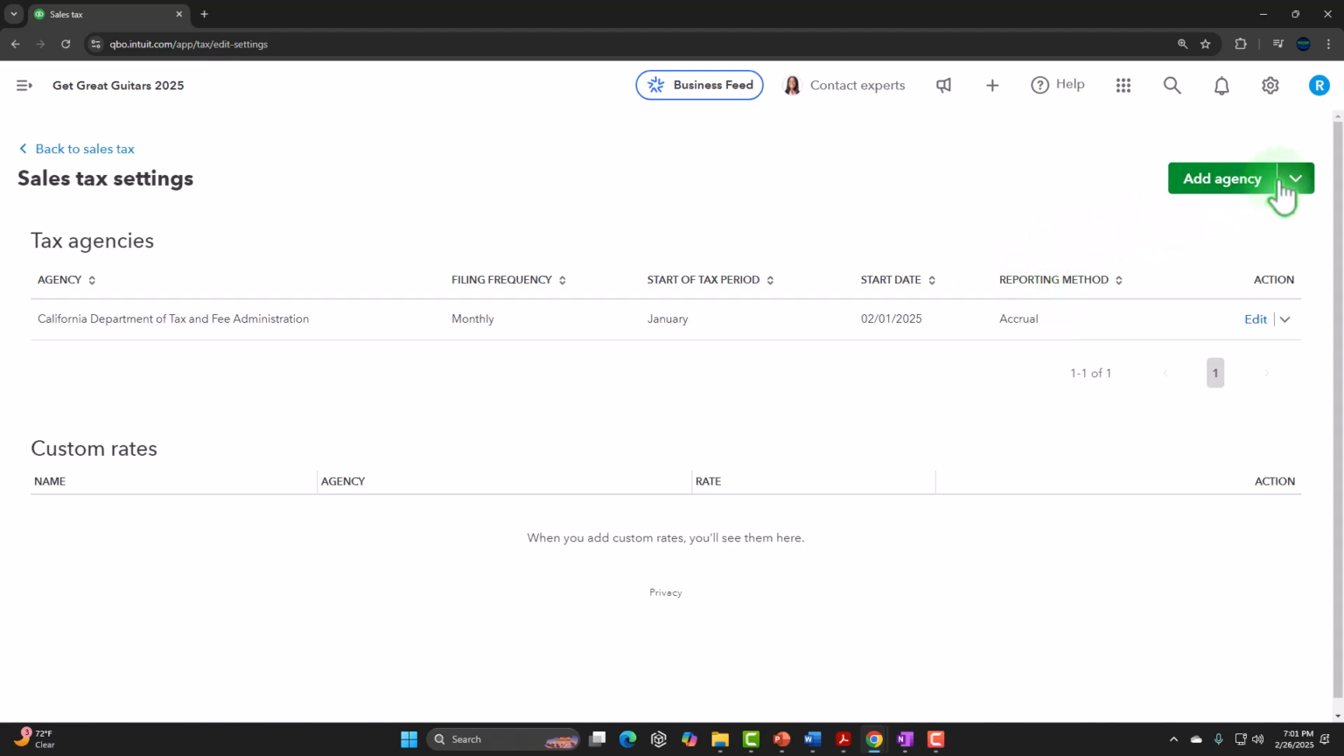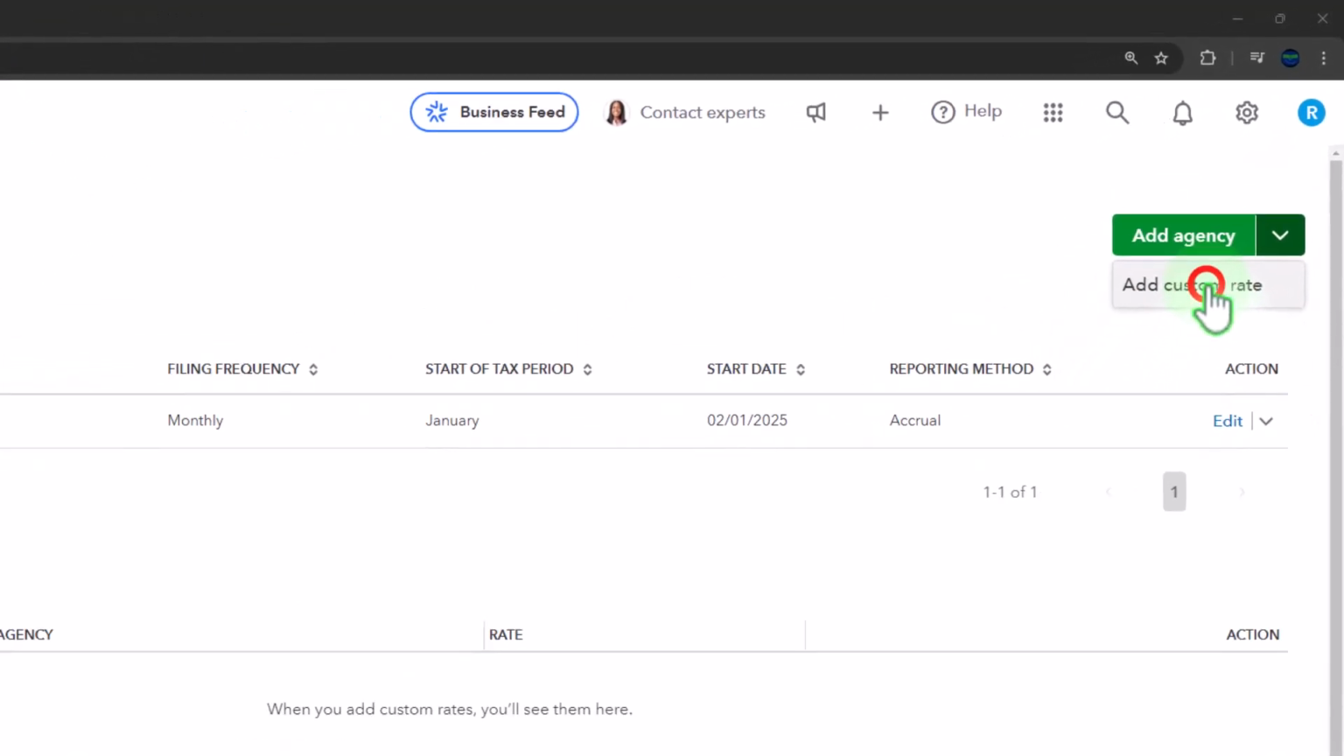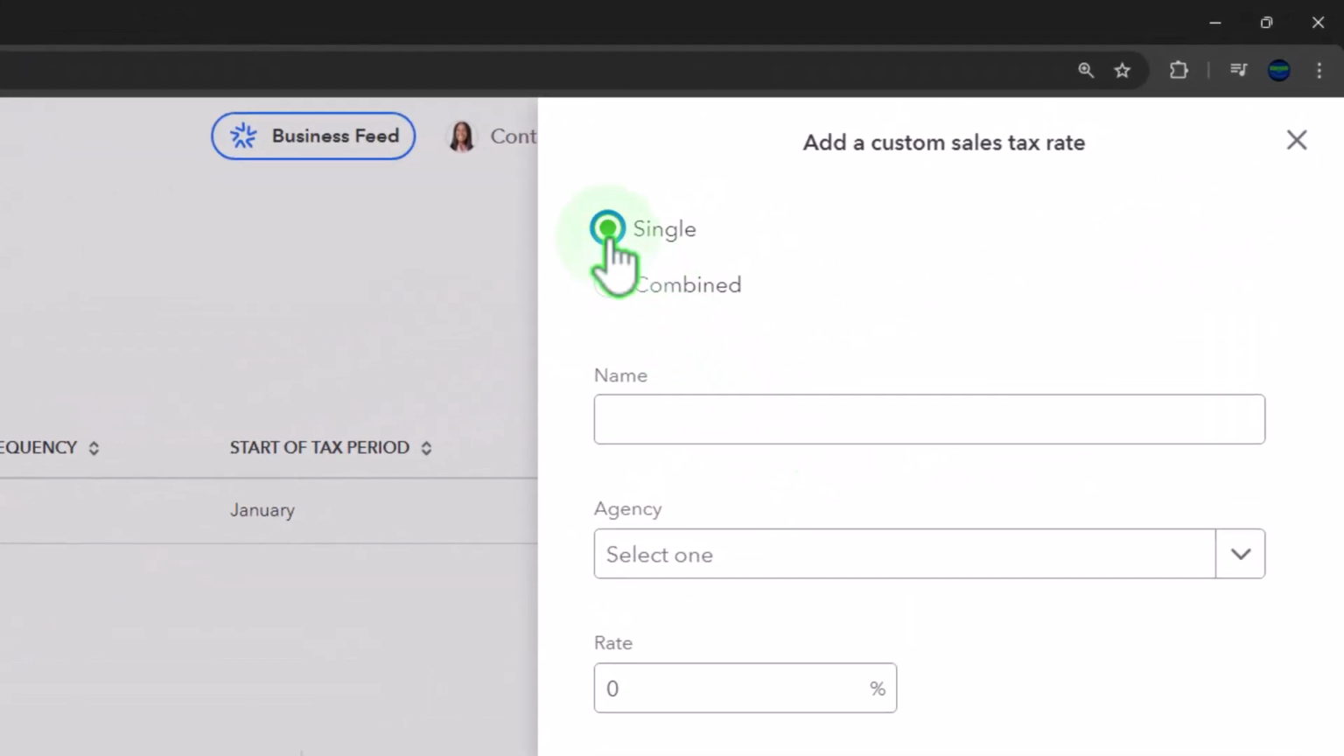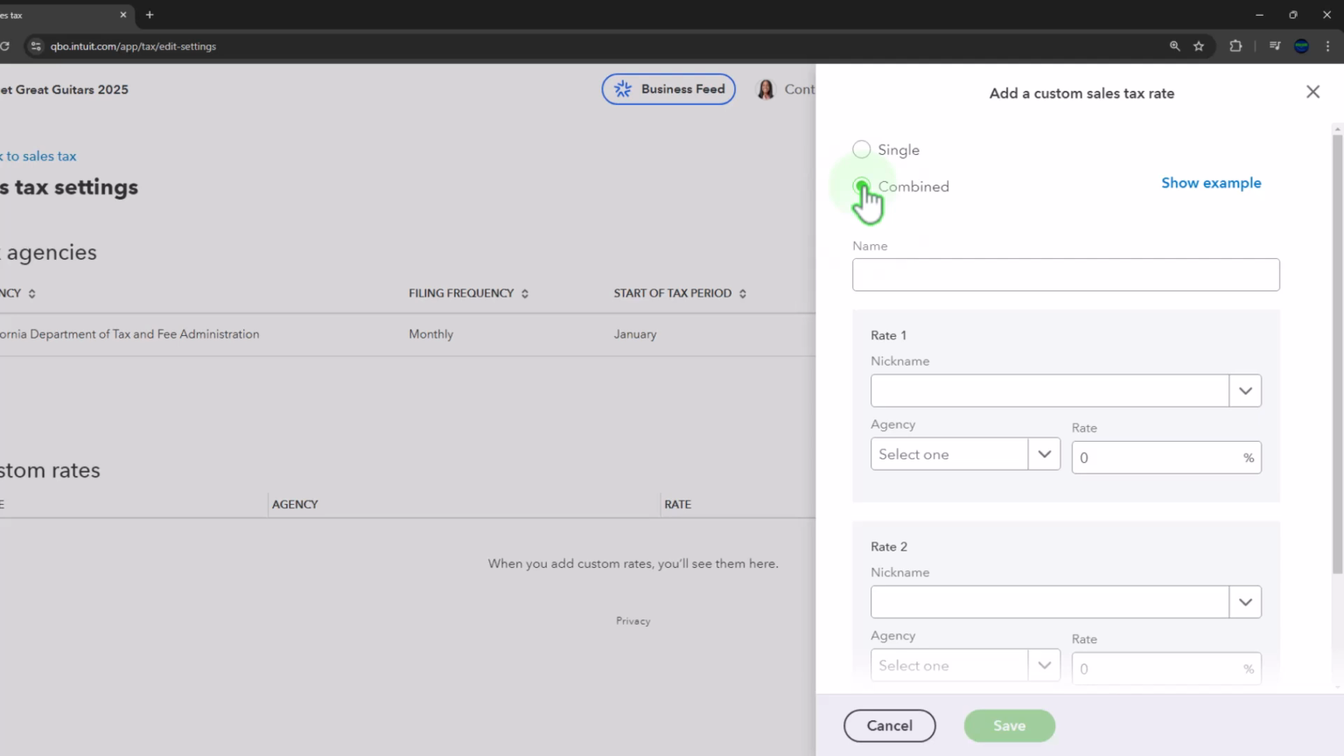But then what happens? Let's say we add a custom rate up here. So I want to try to add a custom rate. And so I'm going to say, let's say this is going to be a combined.